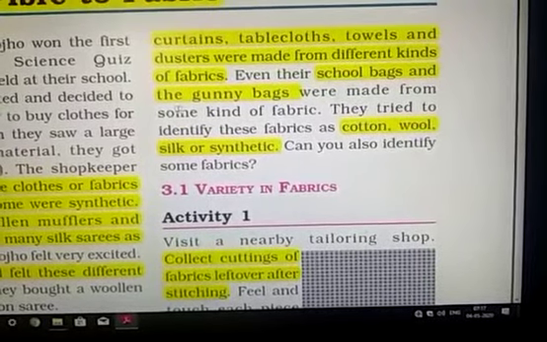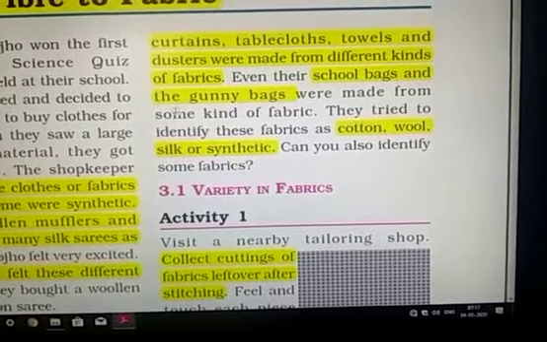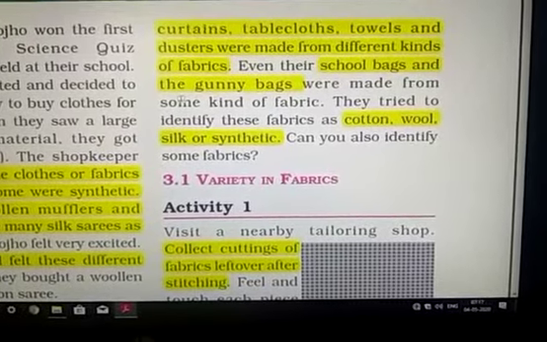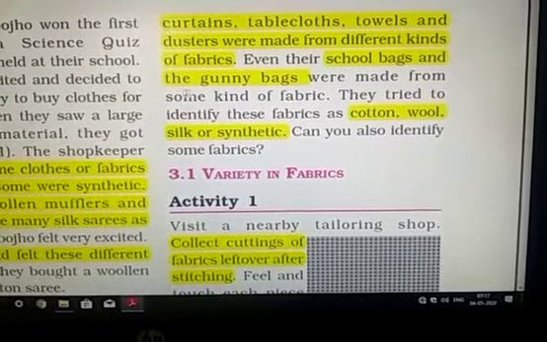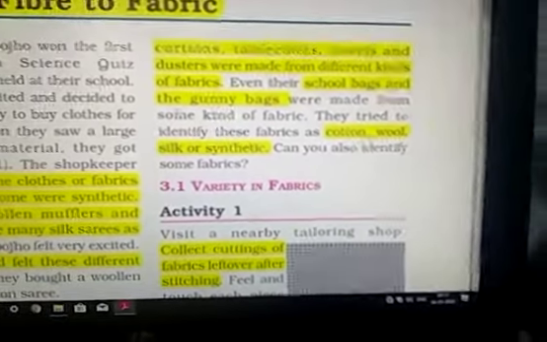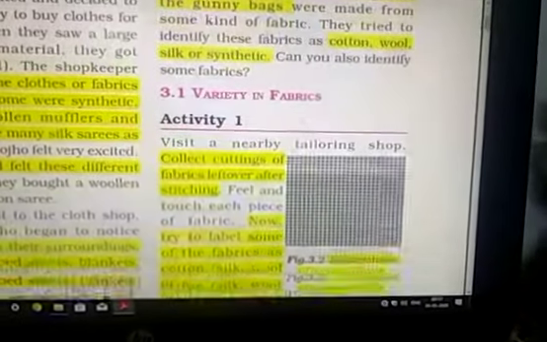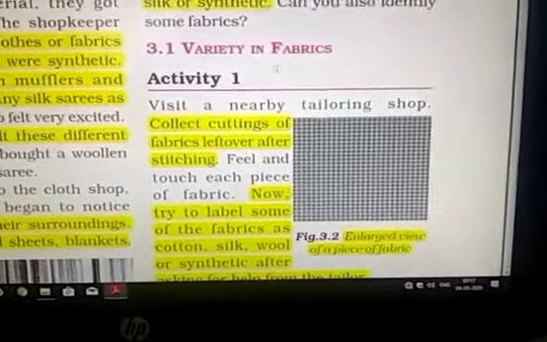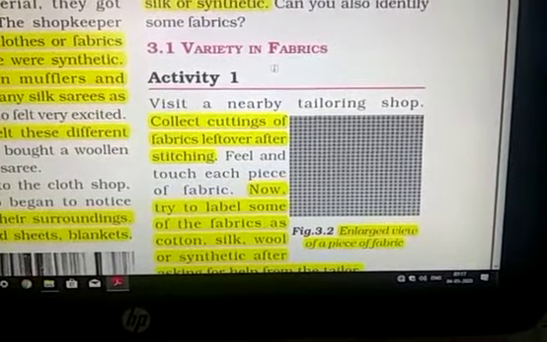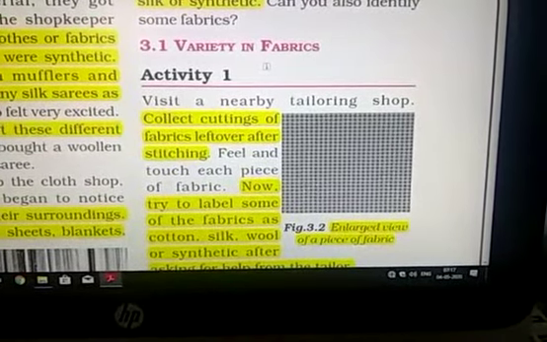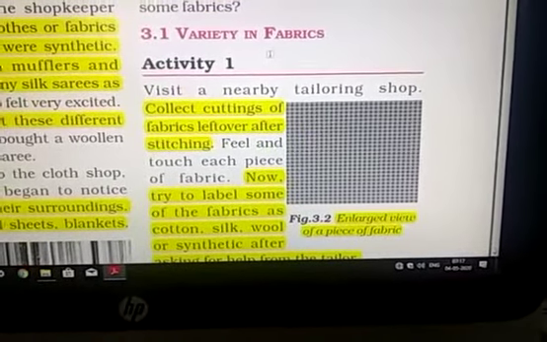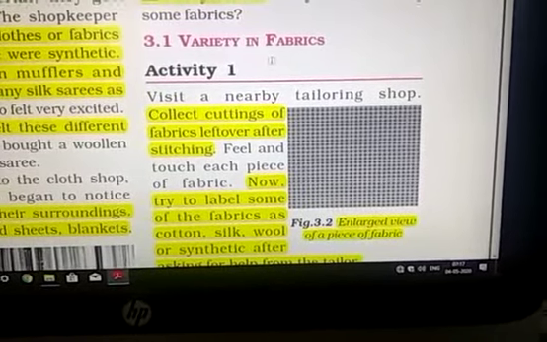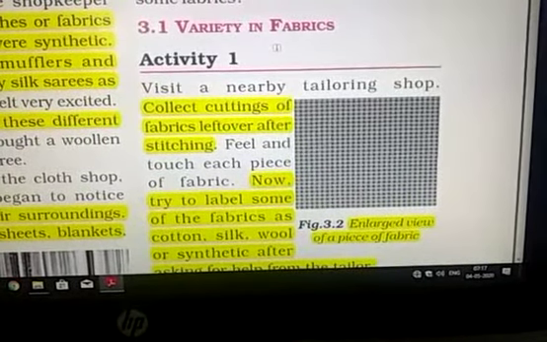So basically we can identify fabrics as cotton, wool, silk or synthetic. We can identify some other types of fabrics also. For example, a gunny bag is made of jute, etc. So there is a variety of clothes present around us. When you see a cloth, you will see that this is a continuous piece of cloth. But if you go closer to it or use a hand lens, you will see that it is formed by the weaving of separate fibers together, as in figure 3.2.